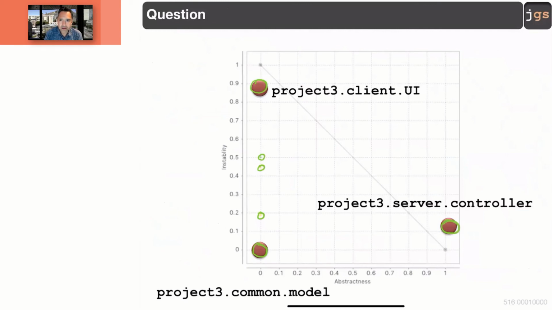If I show you this diagram, again, it's something that the tool is going to give you, but now hopefully you understand the meaning here. Notice that for this tool, in this scenario, instability is here and abstractness is here. For some reason, this tool in particular inverts the axis. So be aware of that.